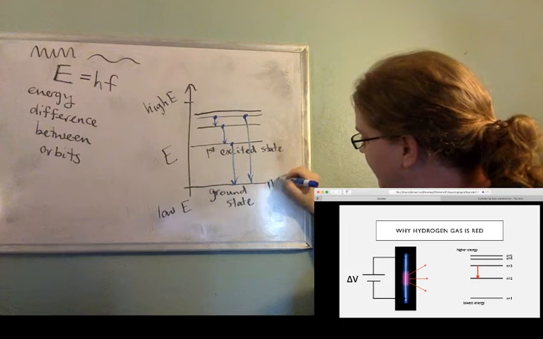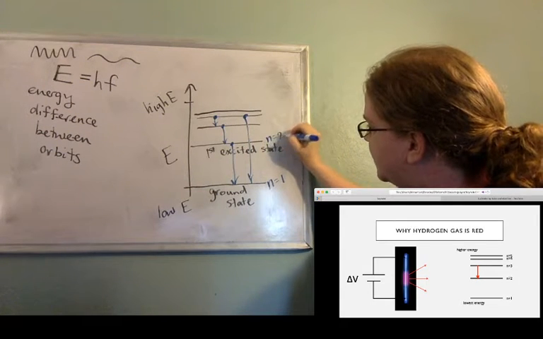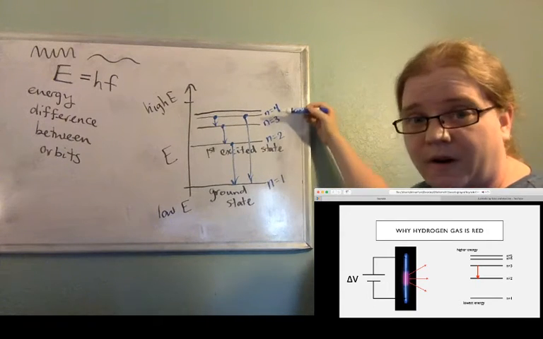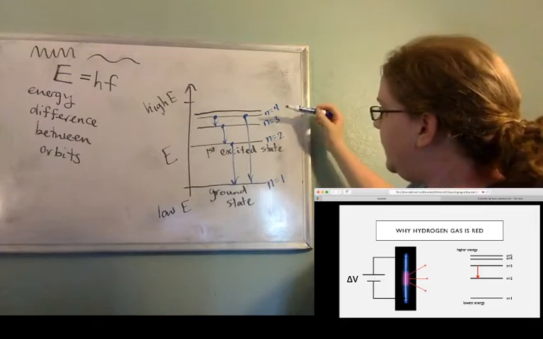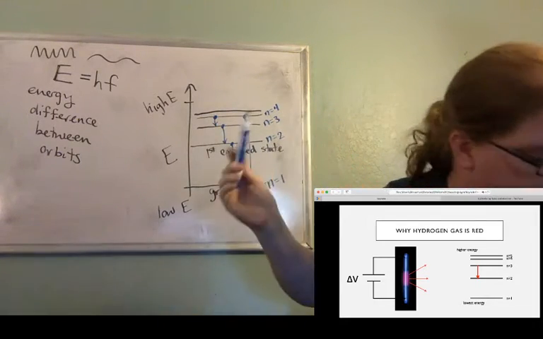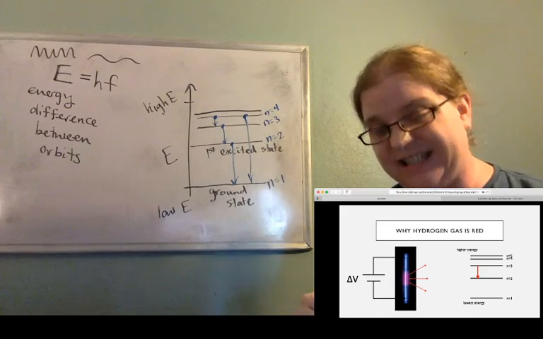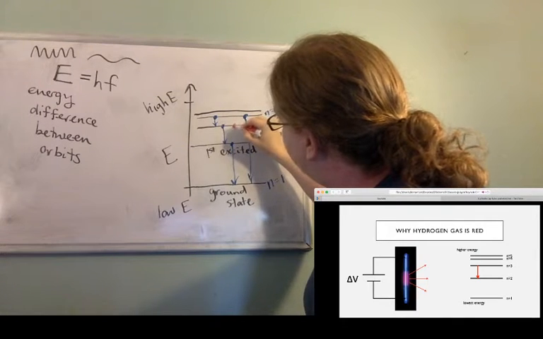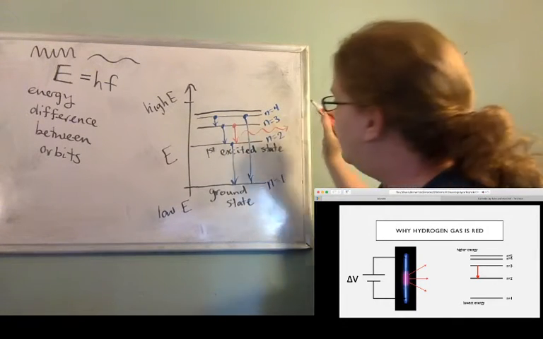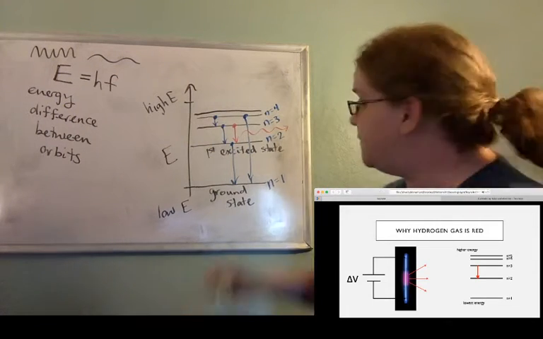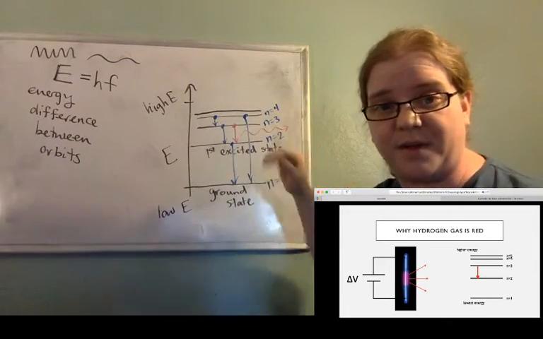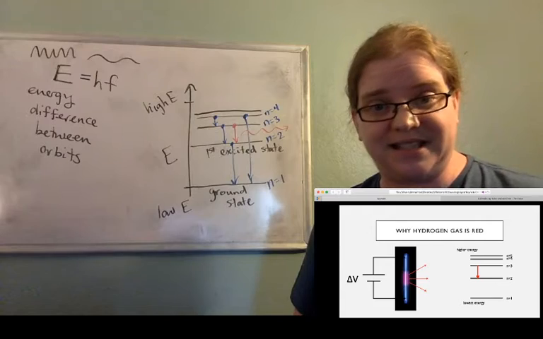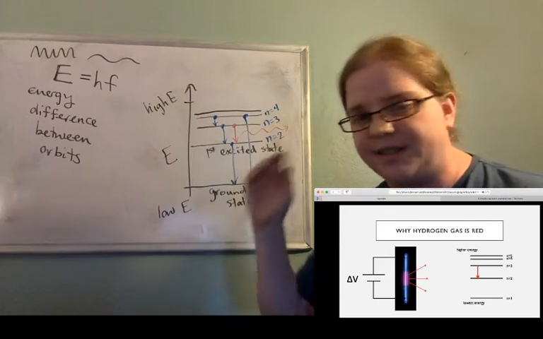So if we number these, n equals 1, n equals 2, n equals 3, n equals 4, etc. So we're just going to give a number for each of these. If we happen to put it at n equals 3, and then it drops to n equals 2, this transition itself will release red light. This is the perfect amount of energy difference to correspond to a frequency which matches red light. Okay? And so that is the light that we see. It'll also release other colors.